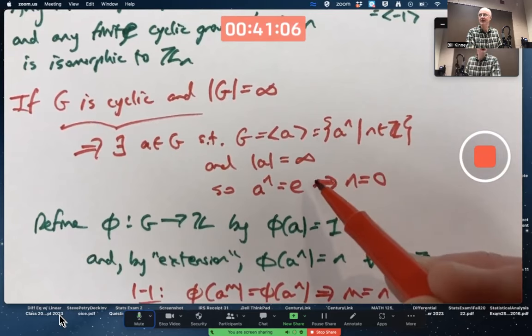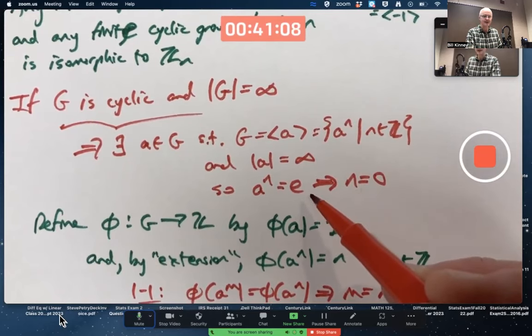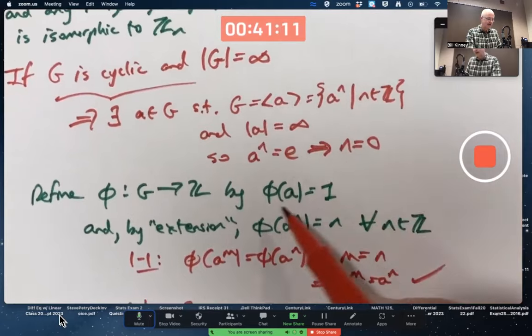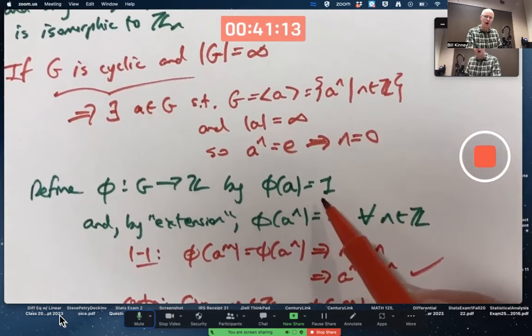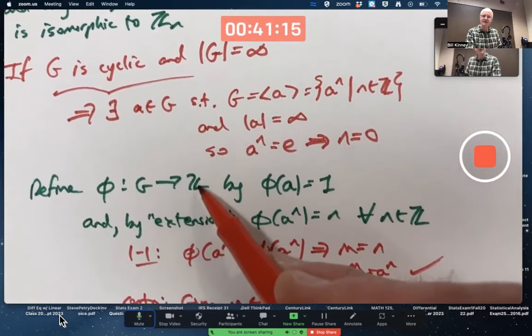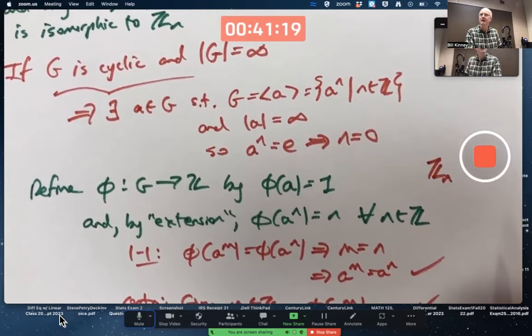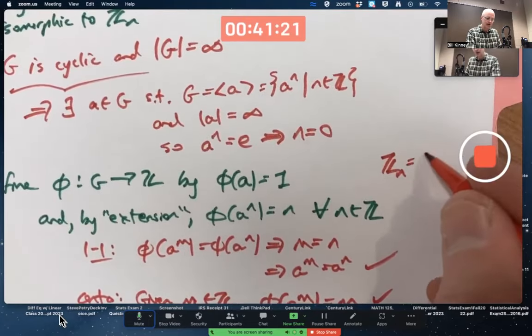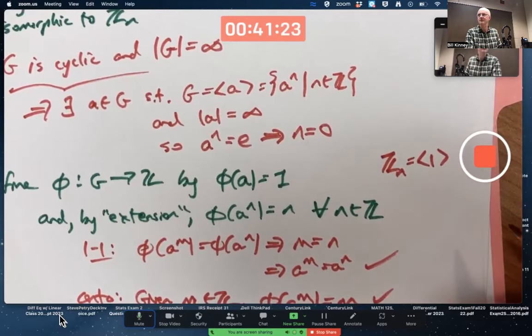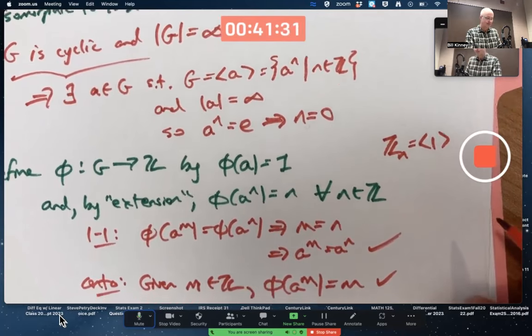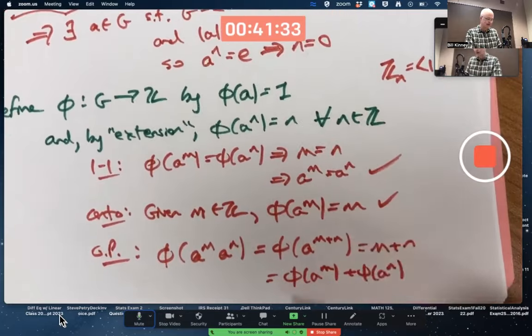N would be the smallest positive integer bringing you back to the identity. But maybe I should still map A to 1, but not as an element of Z, but as an element of Zn. And I do know Zn is generated by 1. 1 is one of the generators. So I am mapping a generator to a generator. Maybe that's a good thing. Would all this still work?